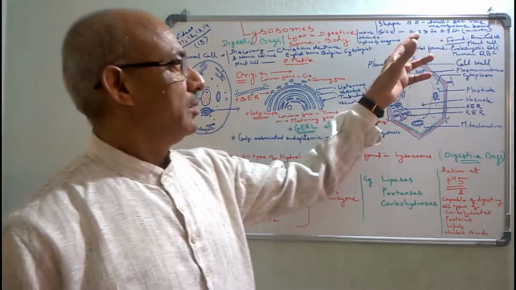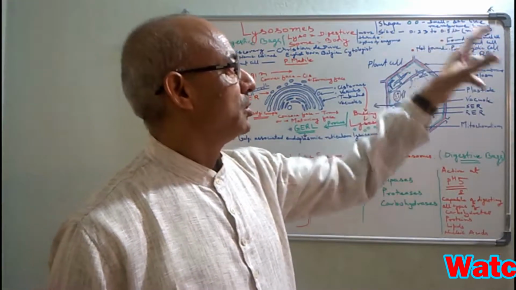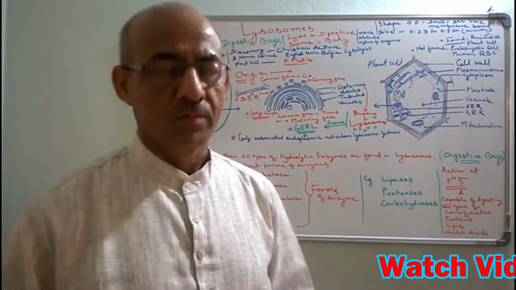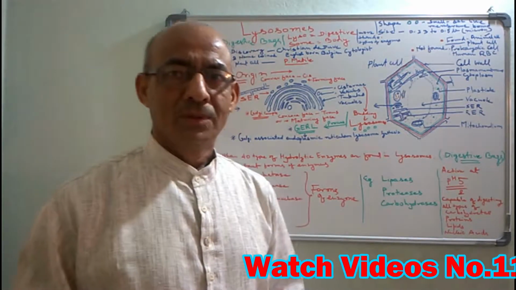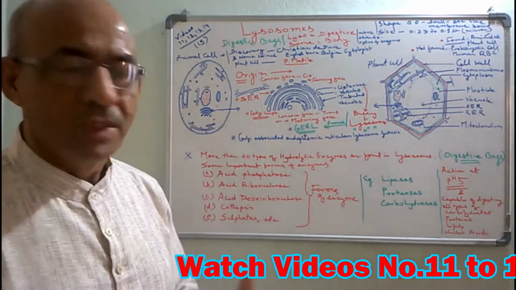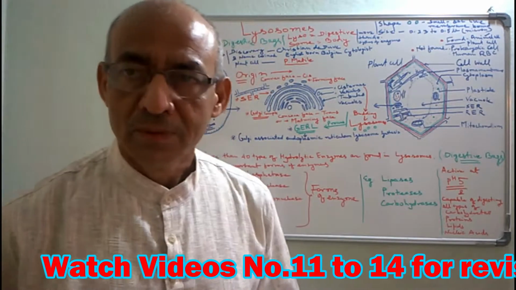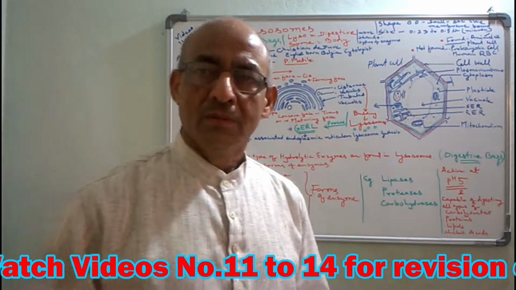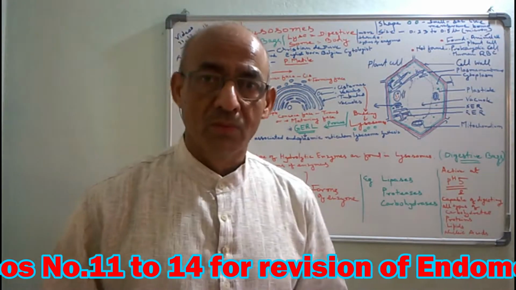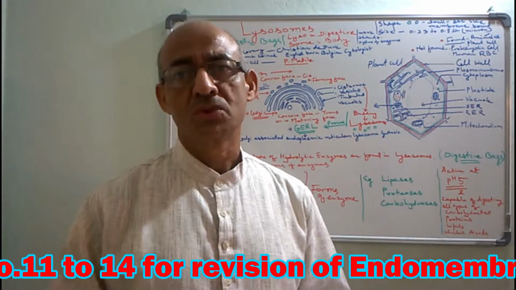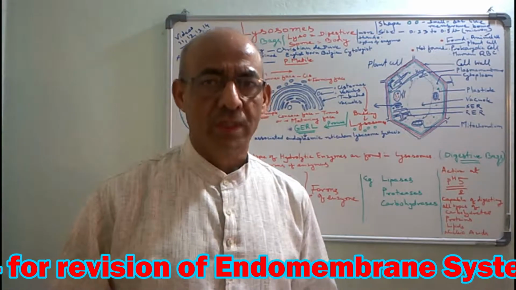Their size may vary from 0.23 to 0.5 mu or micron. You know about the micron? One micron is one millionth of a meter. You can imagine how tiny and minute they are. Actually, they are electron microscopic. Only with the help of an electron microscope can we see them inside the cytoplasm of a eukaryotic cell.